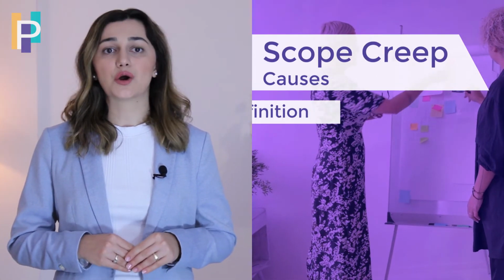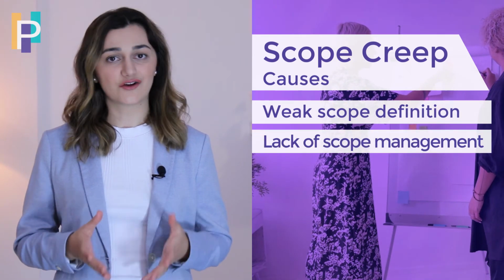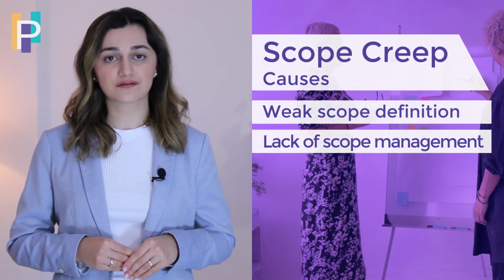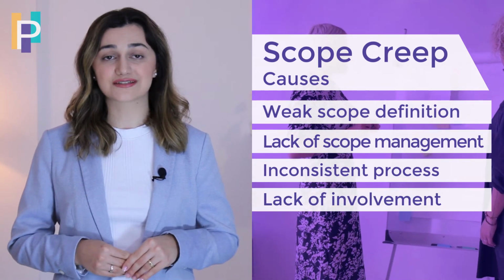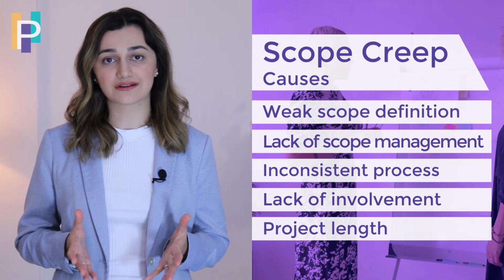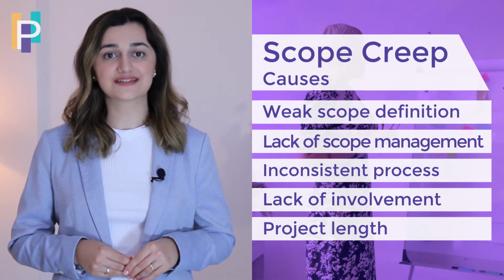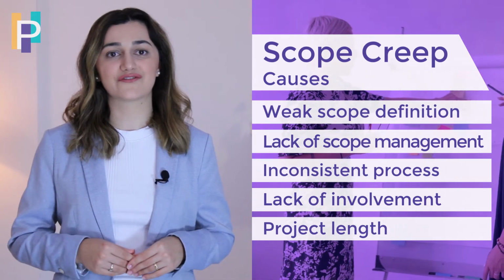There are certain activities which usually lead to scope creep. The causes can be the following: weak scope definition, lack of formal scope and requirements management, inconsistent process for collecting product requirements, lack of stakeholder involvement, and project length, as the longer a project runs, the more time stakeholders have to refine their ideas. Avoiding scope creep is nearly impossible. No matter how organized you are, any project goes wrong at one point or another. It's a part of the process.